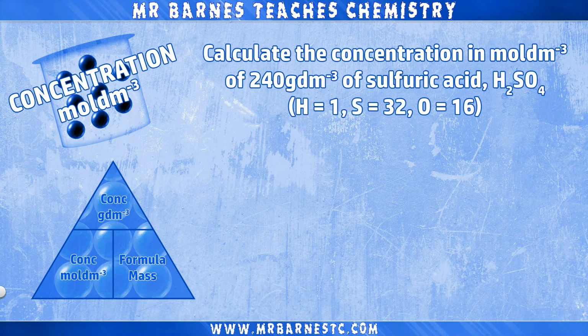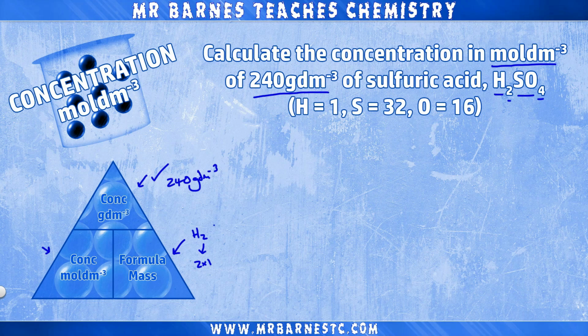Okay, let's look at another simpler question. It says calculate the concentration in moles per decimeter cubed of 240 grams per decimeter cubed of sulfuric acid, H2SO4. So I've been given the concentration in grams per decimeter cubed here. All I have to do is work out the formula mass and then convert it. If we start with the formula mass, I have 2 hydrogens, so 2 times 1 is 2. I have 1 sulfur, so 32, and I have 4 oxygens, so 4 times 16 is 64. This gives me a formula mass, if we add it all together, of 98.